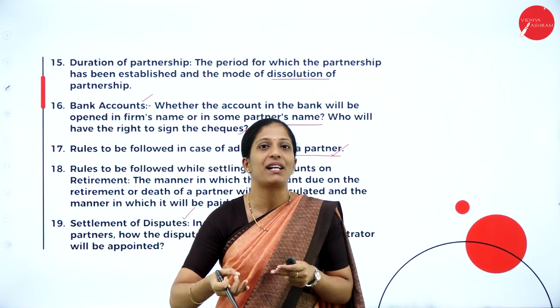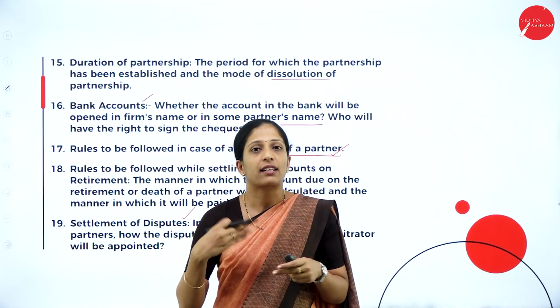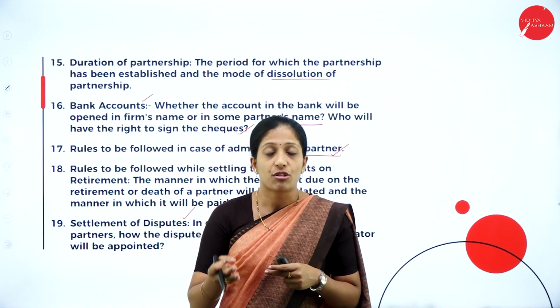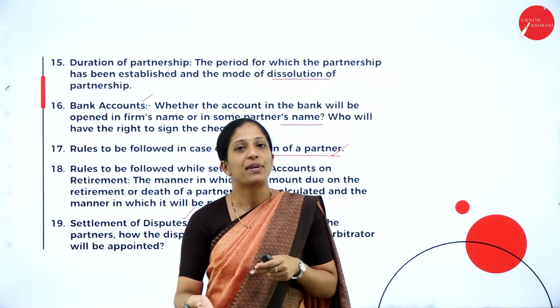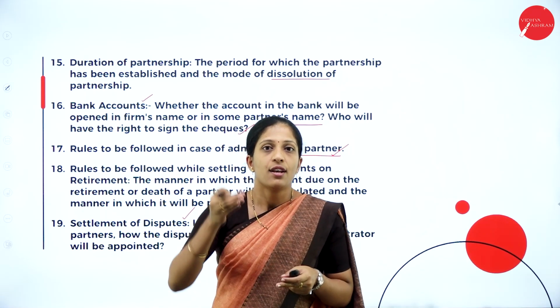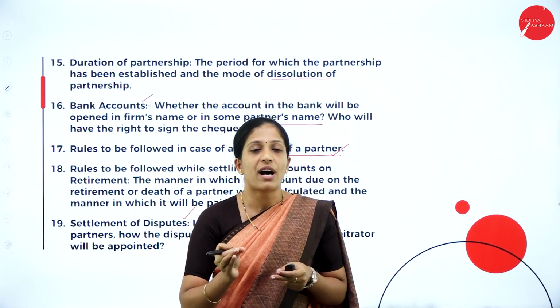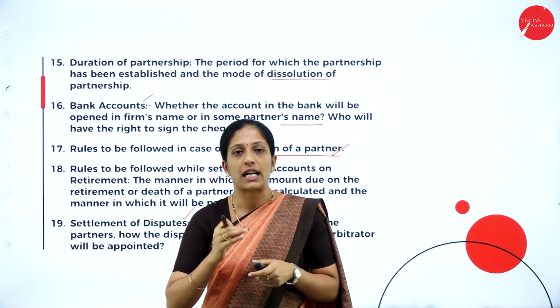What does that agreement contain? It contains the name and address of the firm, name and address of the partners, their profit sharing ratio, interest on capital, interest on drawings, etc. So you can write, if they ask for 2 marks, you have to write any 2 clauses or contents of the partnership deed.